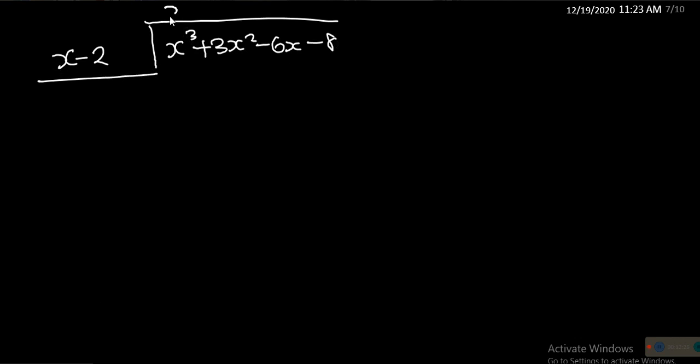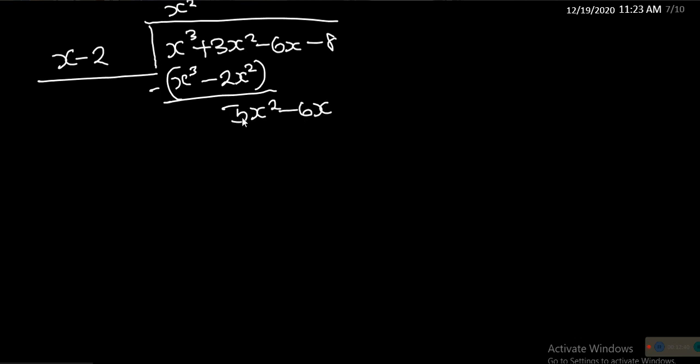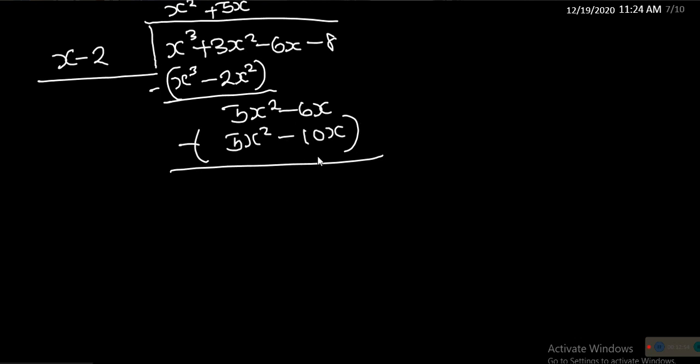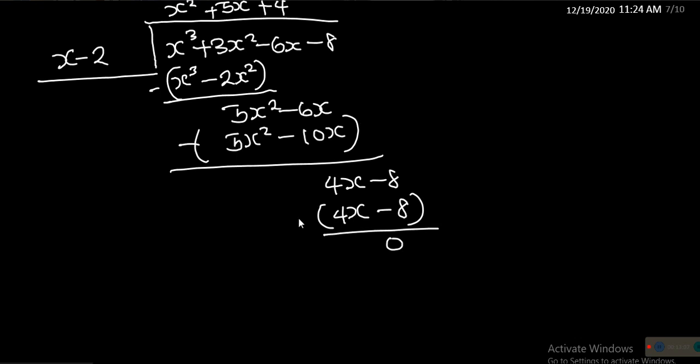So x in x cubed, we have x squared, multiply, we have x cubed minus 2x squared, and then if you subtract, you have 5x squared minus 6x, and if you divide x into 5x, you have plus 5x, multiply, you have 5x squared minus 10x, and then if you subtract again, you have 4x minus 8, so x into 4x, we have plus 4, so x times that, you have 4x minus 8, and then when you subtract this one, you have 0.